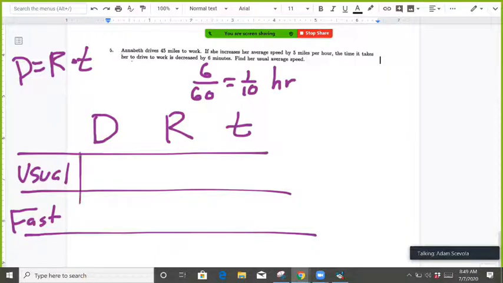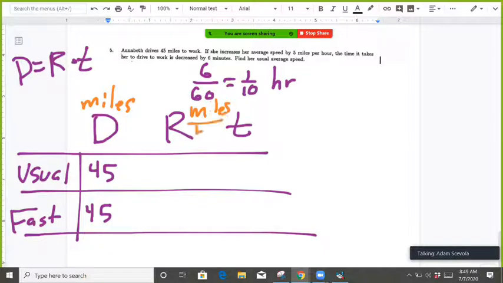Okay? So she drives 45 miles to work. That doesn't change whether she drives her usual speed or her fast speed. So we're going to put 45 there and there. Okay? And we're going to make sure that it's in miles. And it is. Because our rate is going to be in miles per hour, because that's given like that, our time has to be in hours. Alright, so these columns have to be measured in the same units.